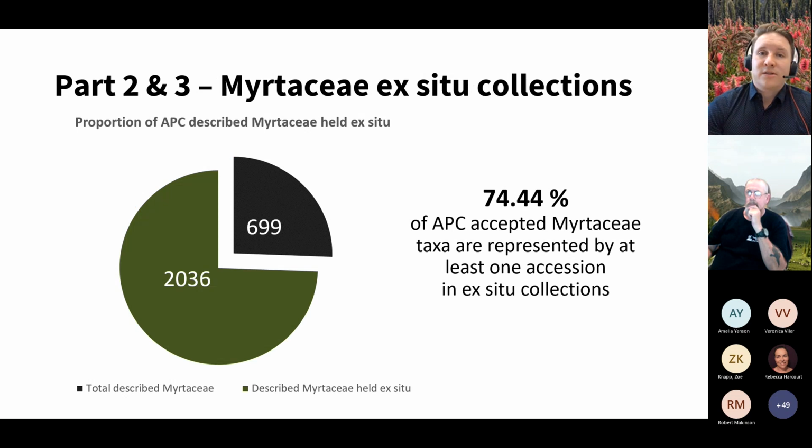If we look at all of the information provided in the survey, we found that of the 2,735 Myrtaceae taxa that are described in the Australian Plant Census, or the APC, over 2,000 of these are currently held in ex situ conservation across the 29 institutions. This represents nearly 75% of the described taxa in the Myrtaceae family, which is a really great start. But it also highlights that there's work to be done to make sure that the remaining 25% are captured in ex situ collections in the coming years.